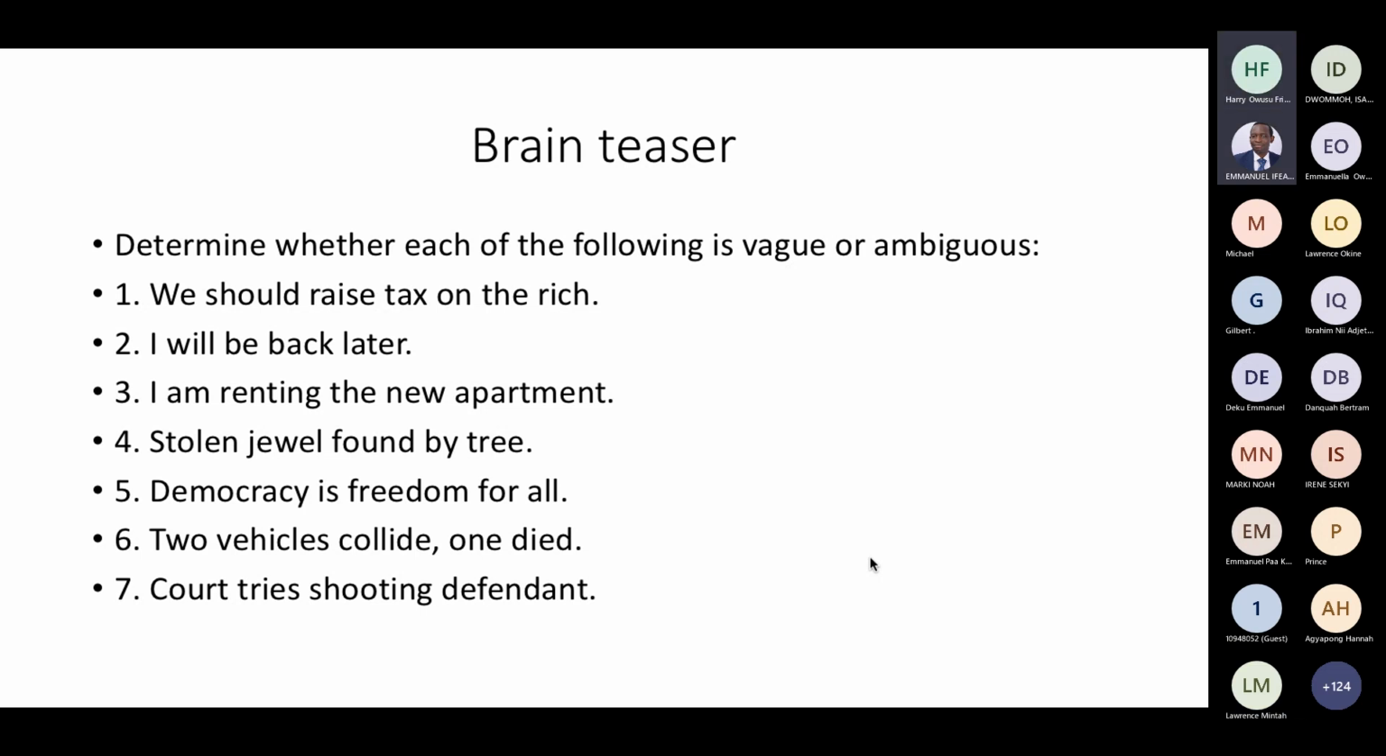Okay, so is it a problem of no boundaries? Yeah, a problem of no boundaries. Or is it that of multiple meanings? I think it's a problem of vague boundaries. Where is the boundary problem coming from? One died. So we don't know whether it's one vehicle, one person, or one dog, or one goat, or one crocodile. Yes, please.